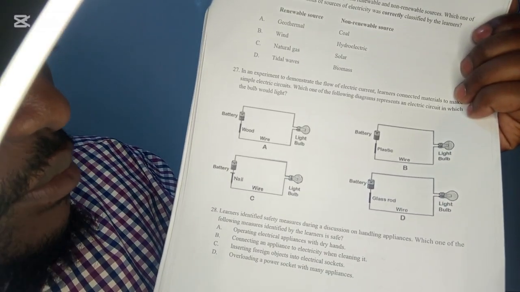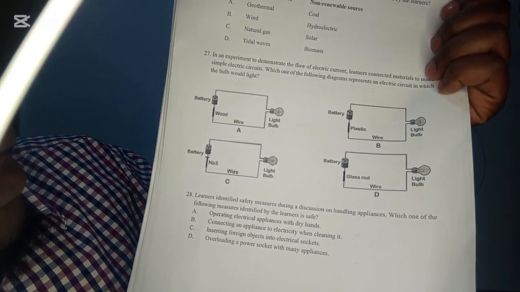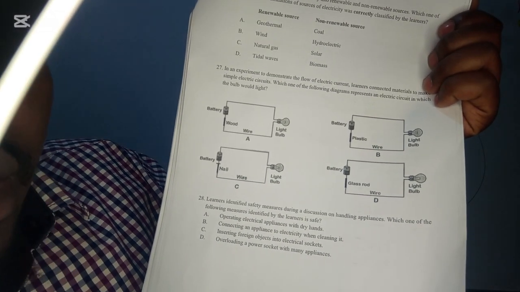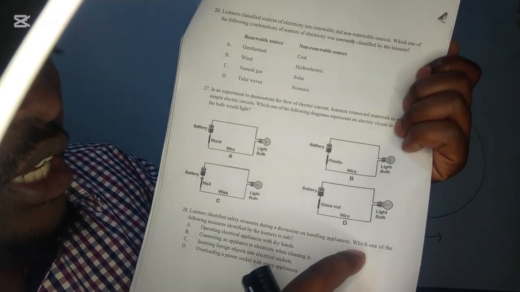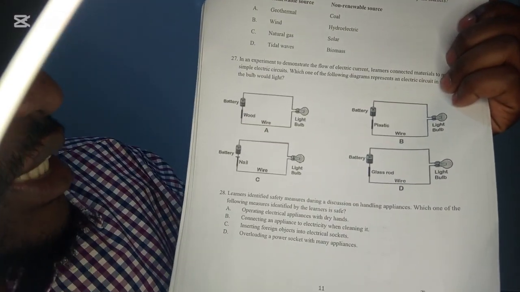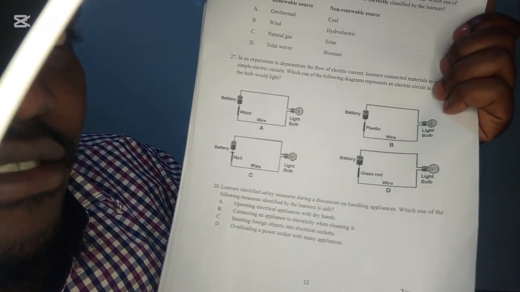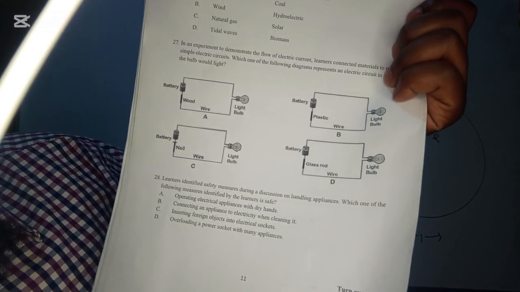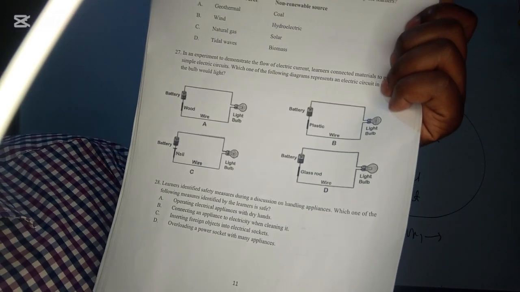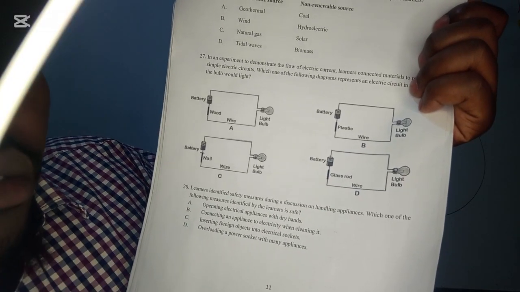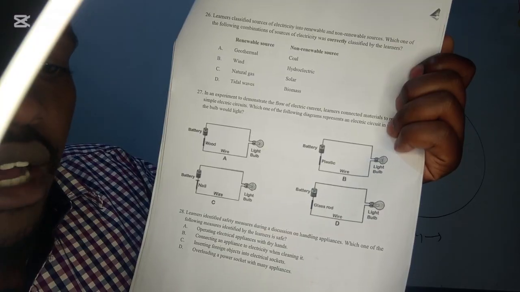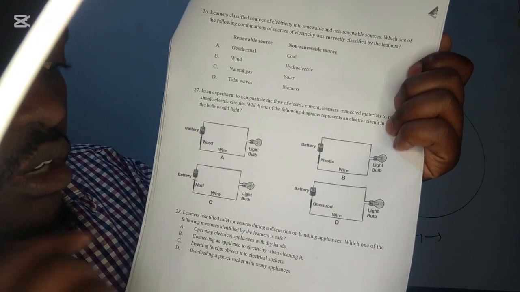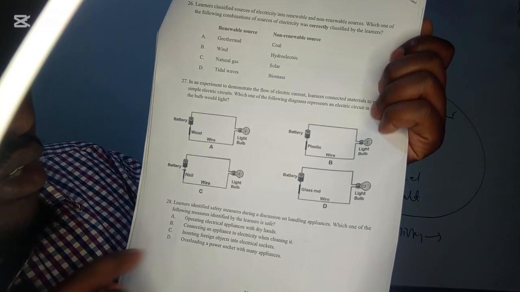Learners identified safety measures during a discussion of handling appliances. I had not read that question and now it is similar to what I was explaining. Which one of the following measures identified by the learners is safe? 1. Operating electrical appliances with dry hands. When you touch electrical appliances, we know you should dry your hands, not wet hands, so that you don't get an electric shock.